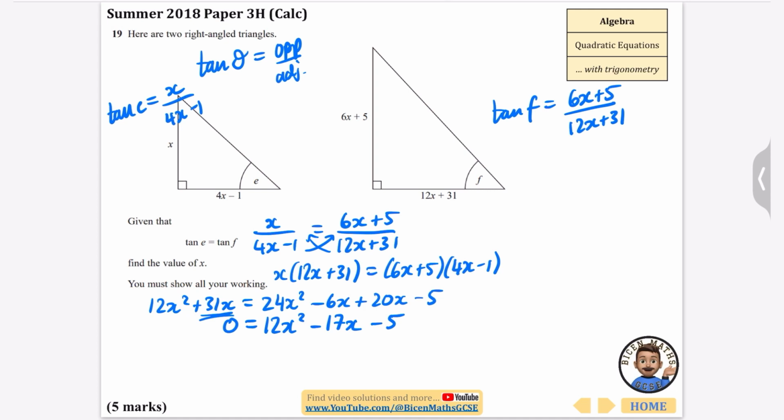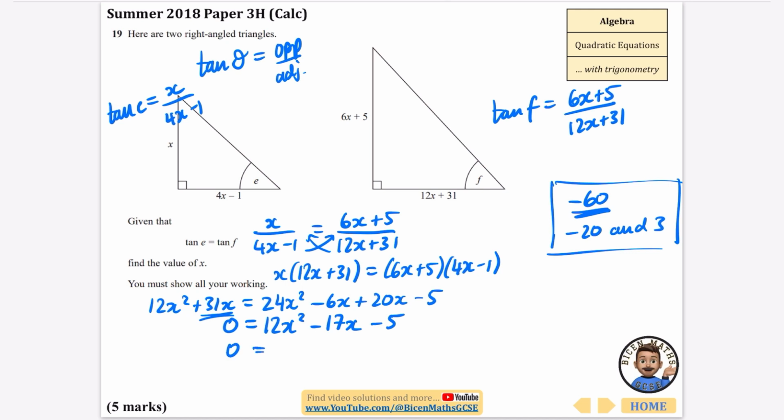So we now need to try and factorise this or use the calculator to do it. I think I'm going to try the factorising method. So we need to think of two numbers that multiply to minus 60, but they need to add to minus 17. Now, I've quickly spotted it's going to be minus 20 and 3, and that's going to help us do the factorising process. So that means we're going to split the 17x up into a minus 20x and a plus 3x, and we have a minus 5.